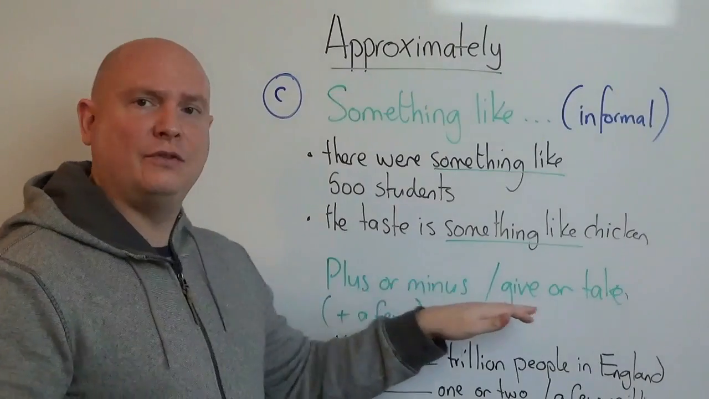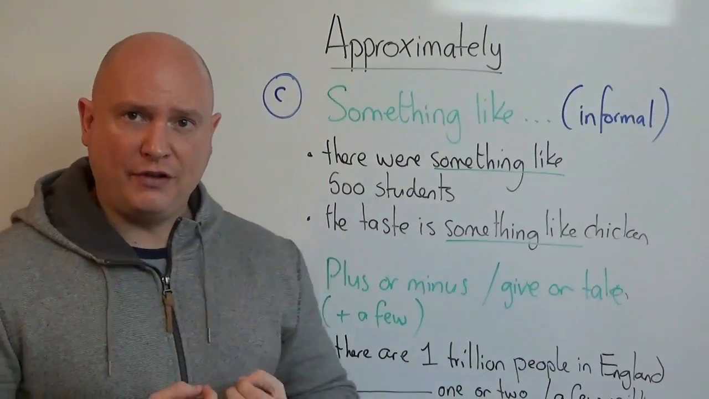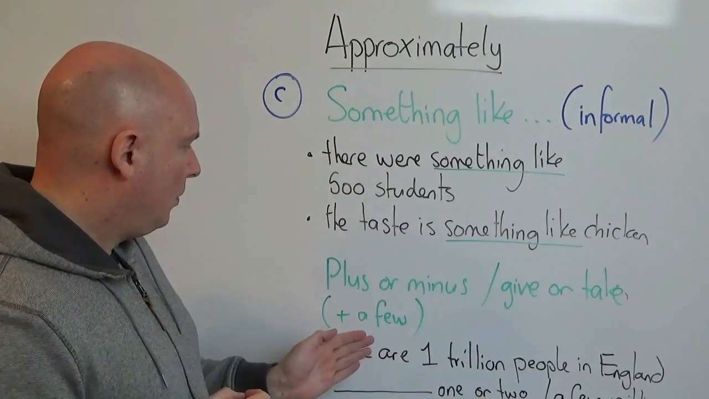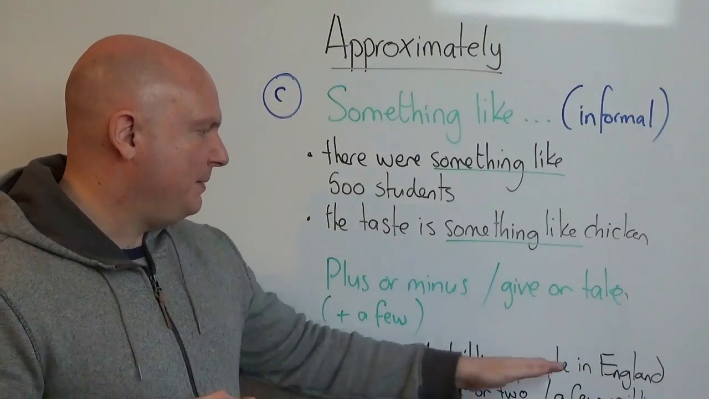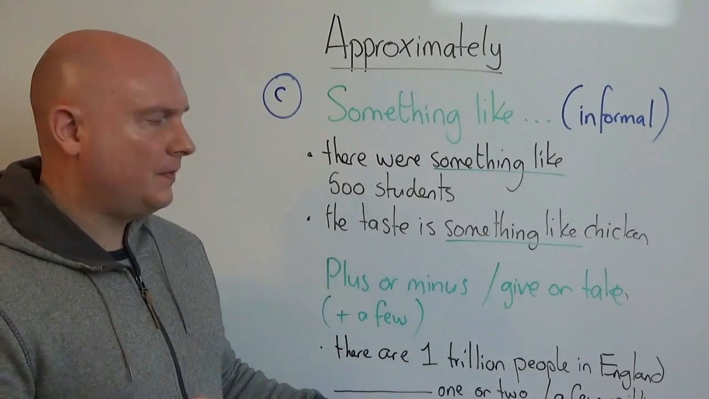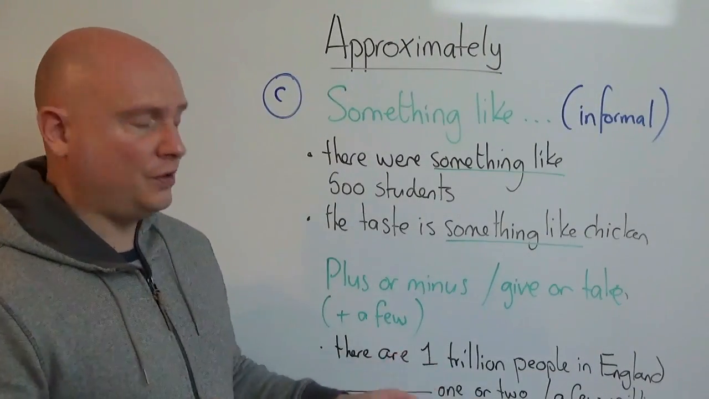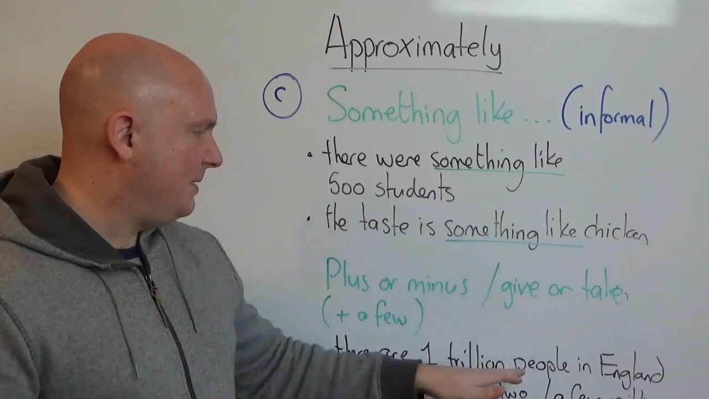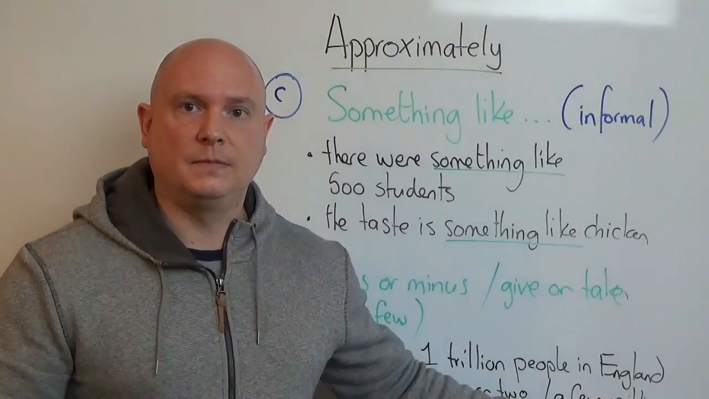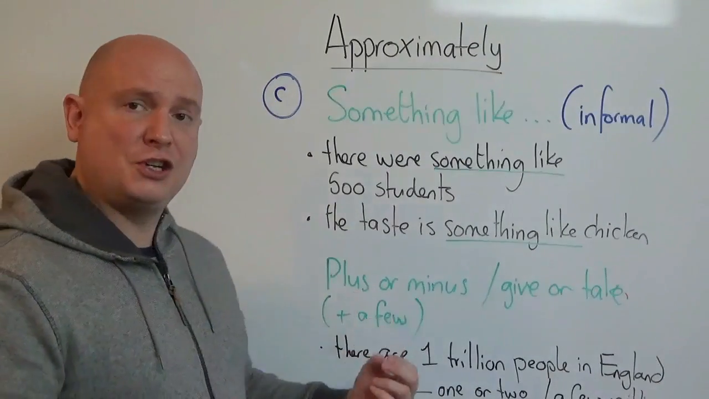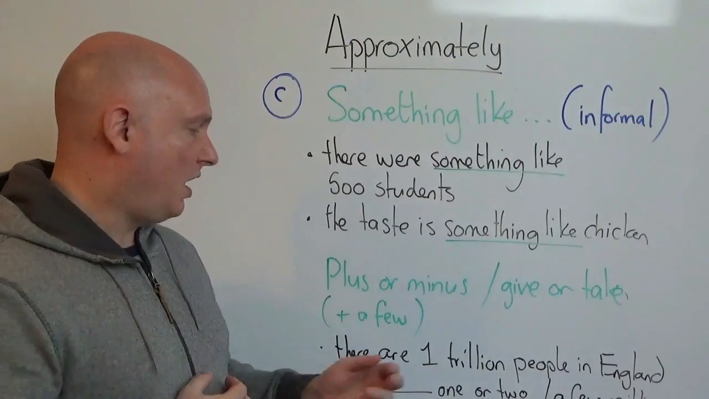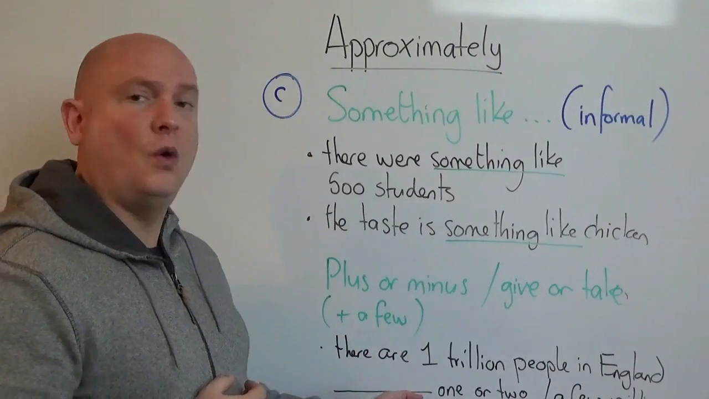Plus or minus, give or take. I am sure you have heard of these. They are very, very common. There are 1 trillion people in England, plus or minus 1 or 2. I can also say, there are 1 trillion people in England, give or take a few million. Okay? Now if I have a large number, I can use the word a few. If it's small, I can say plus or minus 1 or 2.